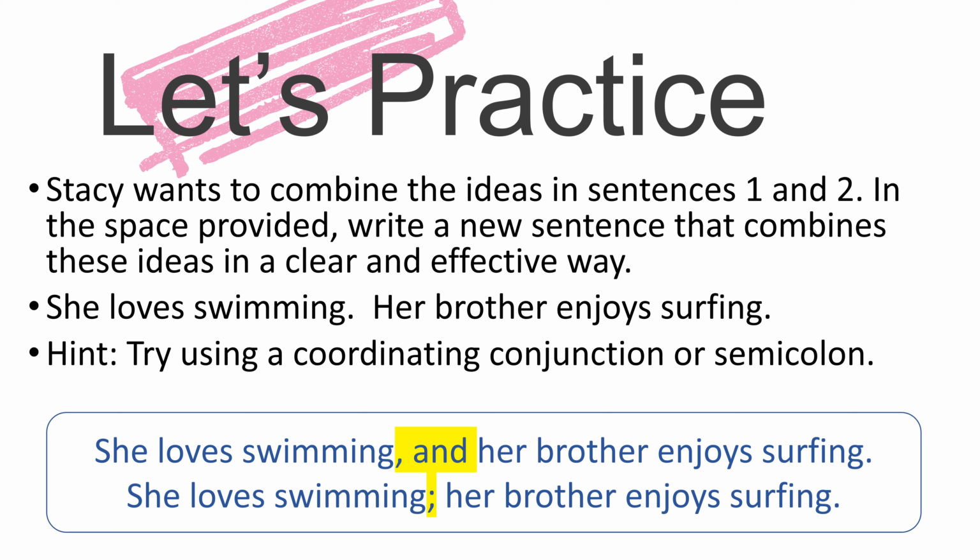Now, when you're on your revising assignment, you will want to make sure that you understand the context of what's going on to ensure that you choose the correct coordinating conjunction. In this example, I've chosen to use and and the semicolon. She loves swimming, comma, and her brother enjoys surfing. Or she loves swimming, semicolon, her brother enjoys surfing. I know I can use a semicolon here because the two are closely related because both of them love doing things in the water.